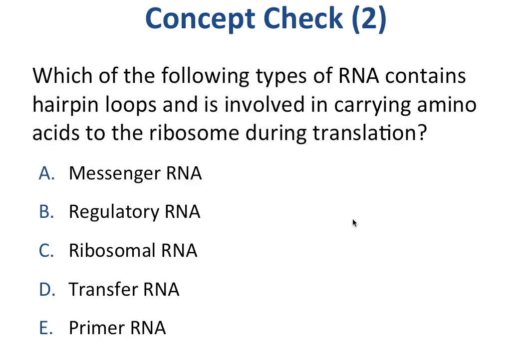Now let's work on this question. Which of the following types of RNA contains the hairpin loop that is involved in carrying amino acids to the ribosome during translation? I give you 5 seconds. Okay, so this is tRNA, transfer RNA.